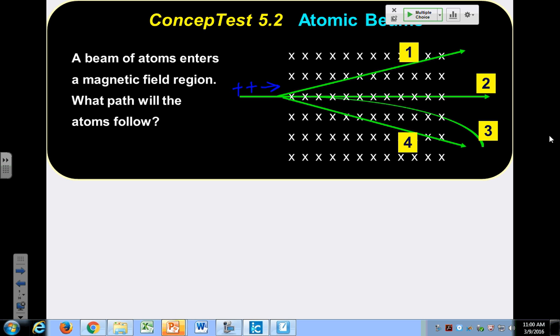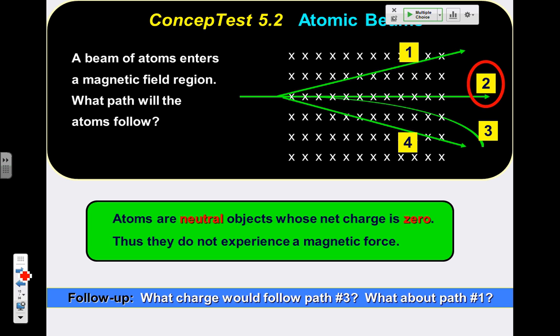No, they would not follow path one because, as we'll get into later, the magnetic force is actually a centripetal force, so it's always going to cause a circular path and not a straight line path like path one. So if I had positive particles instead of neutral particles, which atoms are, then I would have a path that would look like the red line there. You follow what I'm saying? It looks like you're not following, even though you gave the right answer. Atoms have no charge. They experience no magnetic force because Q is equal to zero. They have no net charge.